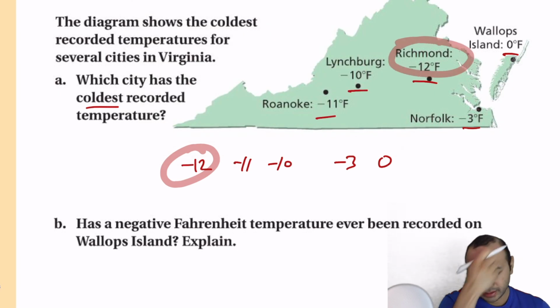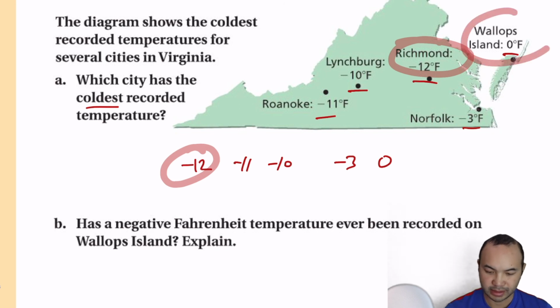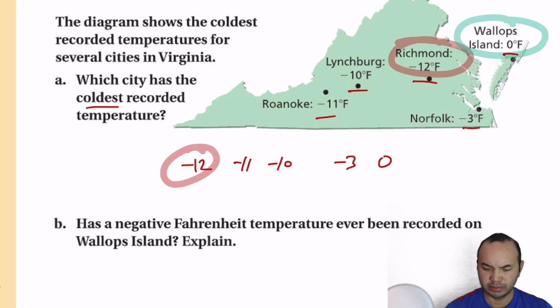Has a negative Fahrenheit temperature ever been recorded on Wallops Island? So let's see here. Wallops Island is going to be there. That's 0. So 0 is not negative. 0 is neither positive nor negative. So it's no, it has not recorded a negative temperature there.